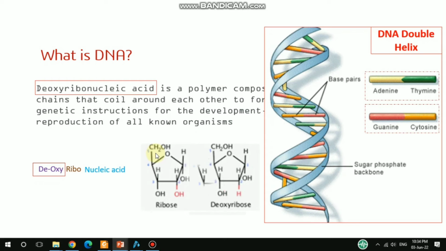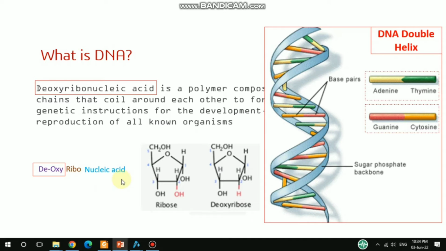Next I will talk about what deoxy is. In ribose, at the number 2 position there is one oxygen group present, an OH group, but in deoxy it means the oxygen is removed from there, so that is known as deoxyribose. This deoxyribose sugar is present in DNA, not the ribose sugar, which is the one present in RNA. This is why it's known as deoxy.